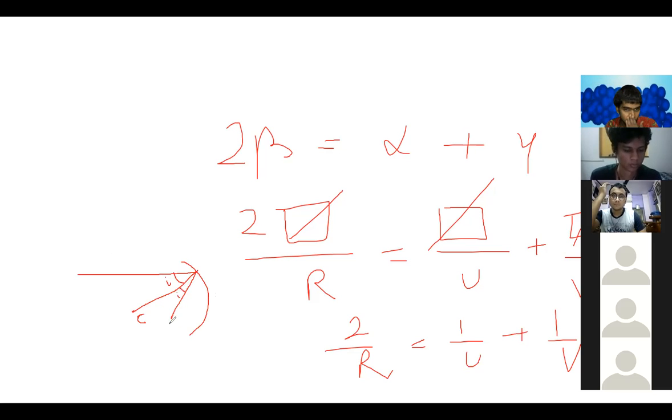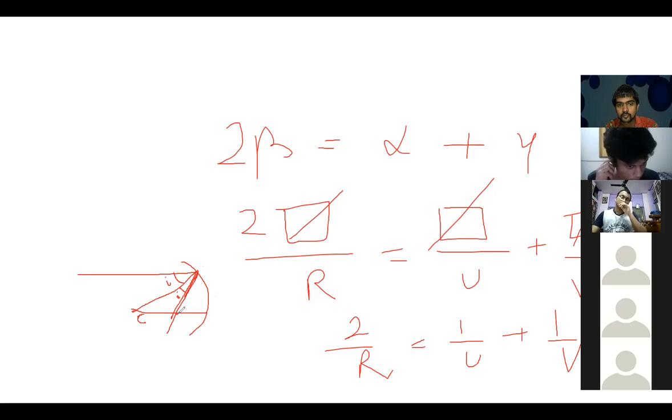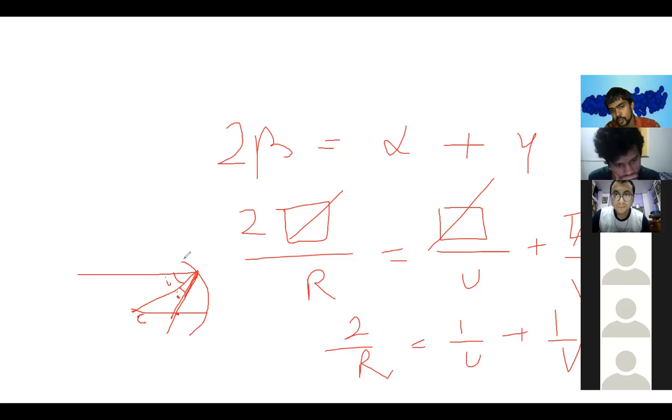Now, can we conclude that this point is the midpoint, if these two angles are equal? Can we conclude that this is the midpoint? And if yes, how? This is 90 degrees. This will be 90 minus I. This will also be 90 minus I.